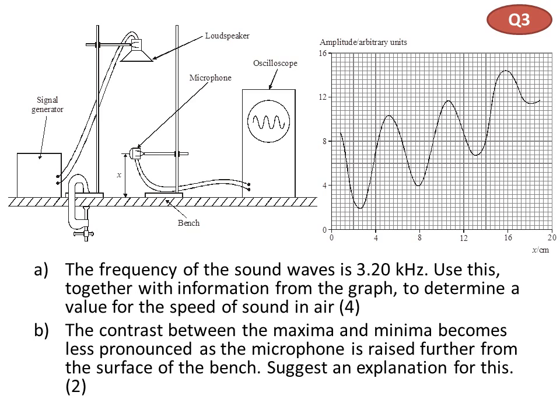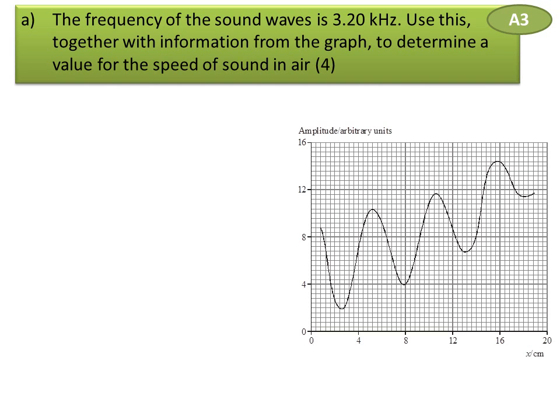They reflect off the bench, and as they come back, they'll be detected by the microphone. And basically what's happening here is the microphone has been moved up and down the clamp stand, and the oscilloscope gives you this graph here. So the frequency of the sound waves is 3.2 kilohertz, which is really high, ultrasound. We've got to determine the value for the speed of sound.